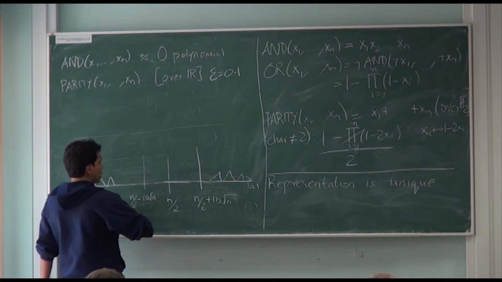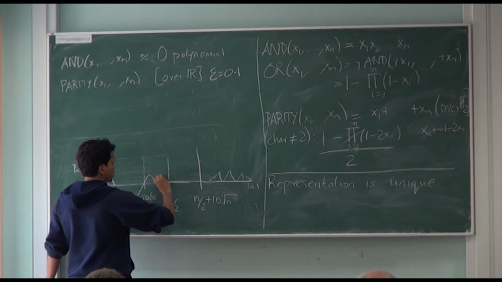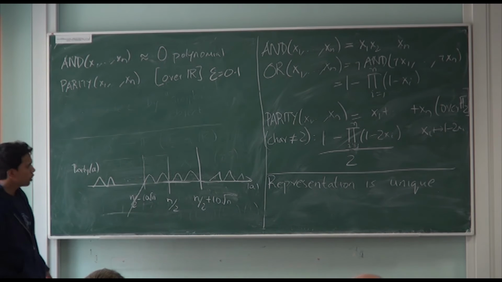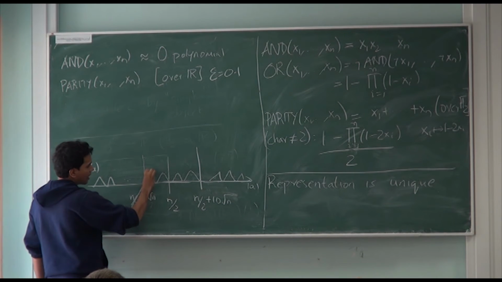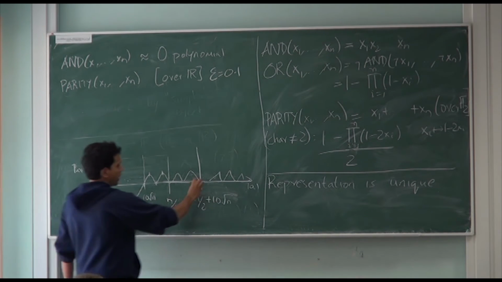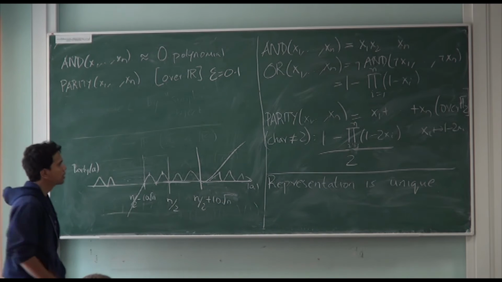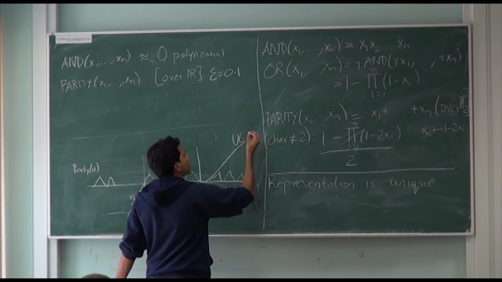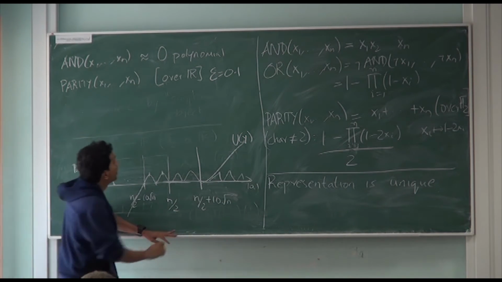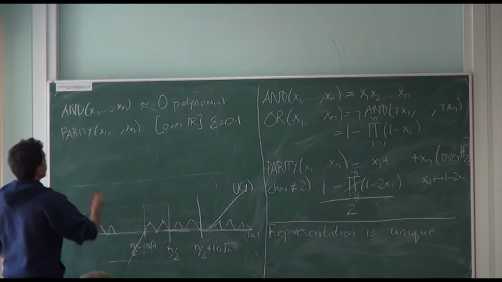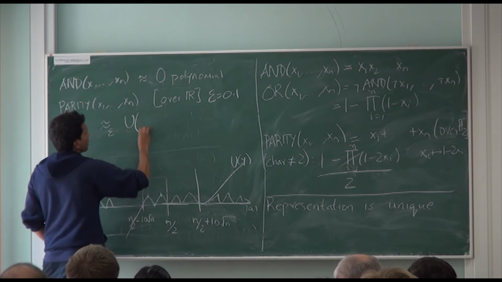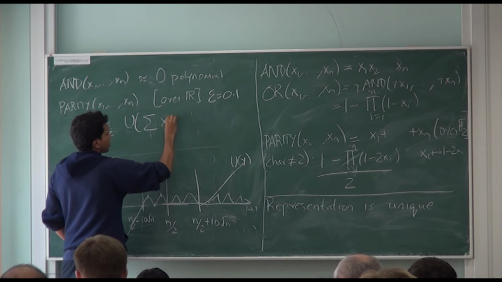So what we do is we interpolate a univariate polynomial that looks like this, right? It's going to get the value of parity right exactly at the Hamming weights in this range, and outside it will do something else. Let's call this univariate polynomial u of a single variable, let's call it y. And the approximation to parity that we get is that parity is epsilon close to the univariate polynomial evaluated at the sum of the input bits.